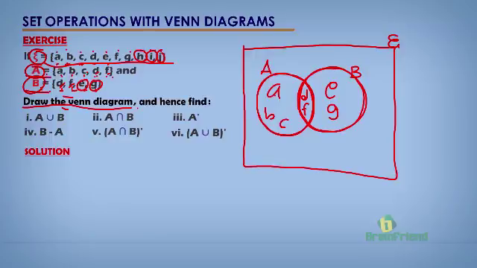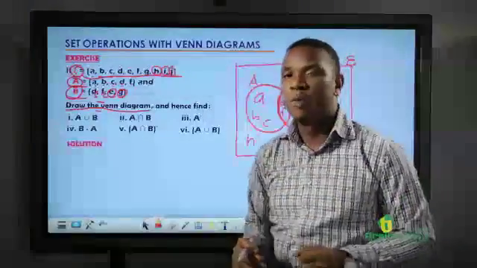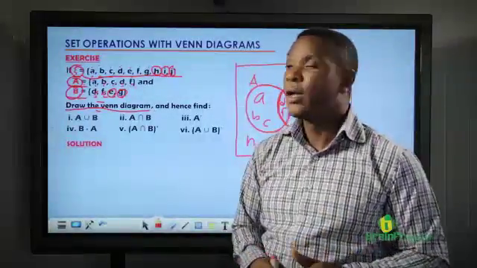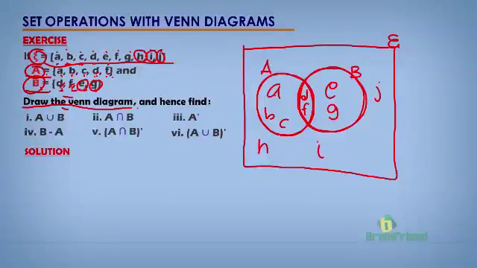So we'll write down H at any point within the borders of our rectangle, but outside of the borders of our circles. So now we have a Venn diagram that is complete, and we can use this Venn diagram to answer all of our questions. Now let's begin with our first question here.